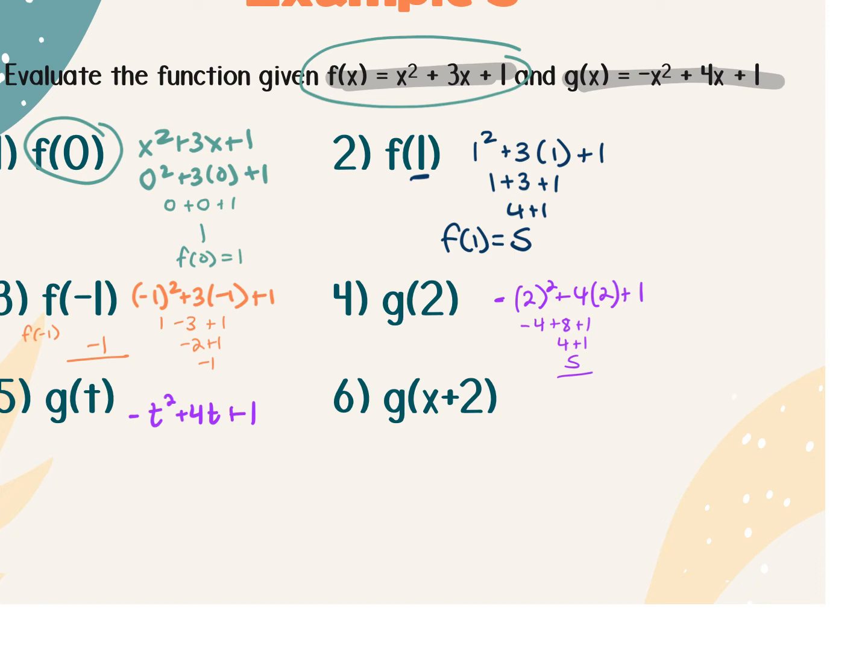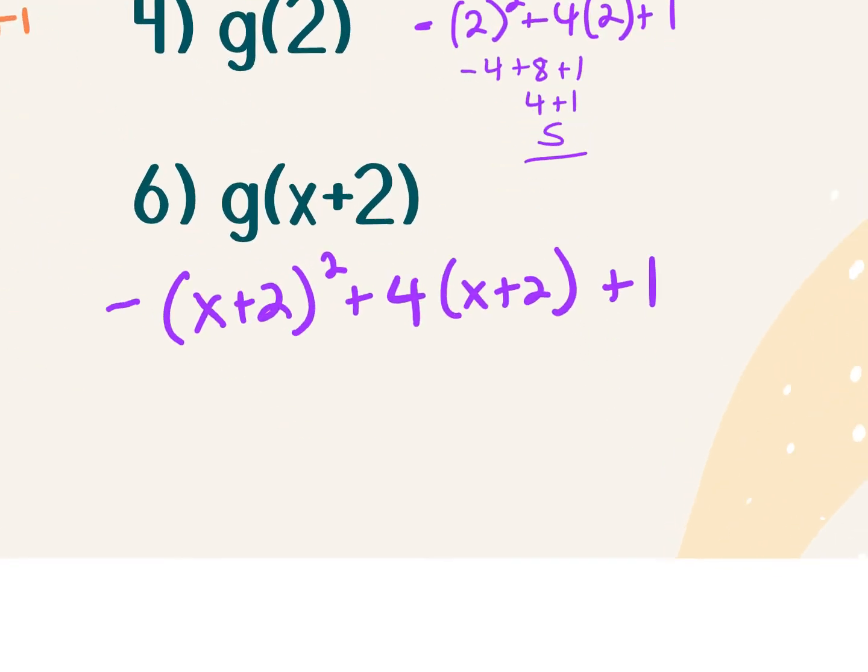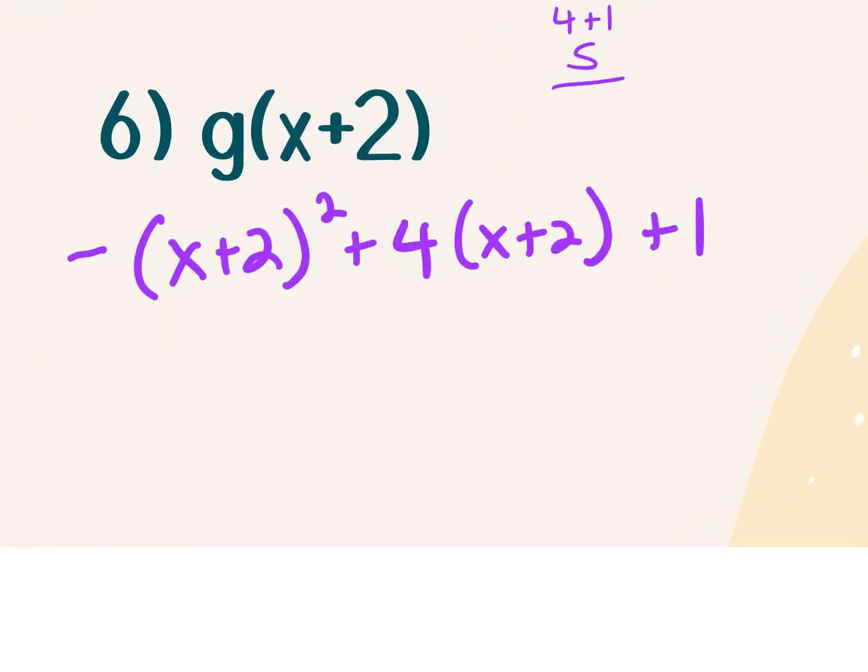And 6 is x plus 2. So I get negative, open the parentheses, x plus 2 squared plus 4, x plus 2 plus 1. Now I have to expand and FOIL and distribute. So the negative is still on the front. x plus 2 times x plus 2, you can use the shortcut because it's a special product, would be x squared, square the first, square the last, double the product, and I get positive 4x.